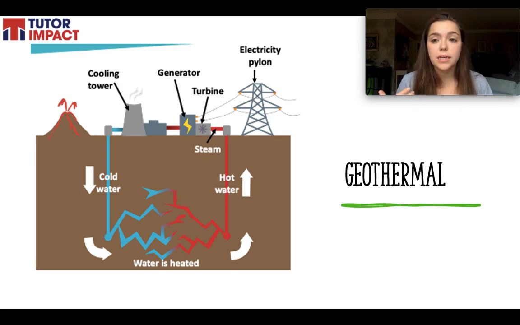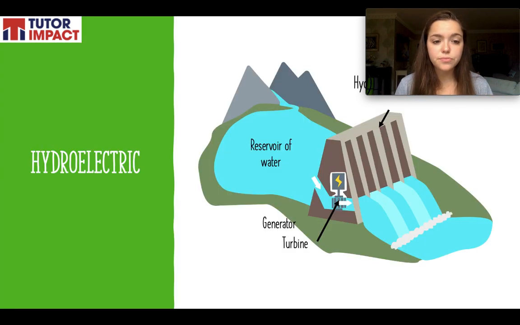So again, we need other options. Next, we have hydroelectric energy. So hydro or hydra, when we put it into a word, means water. For example, dehydrated or hydrated. So hydroelectric power is a way of harnessing electricity from running water.